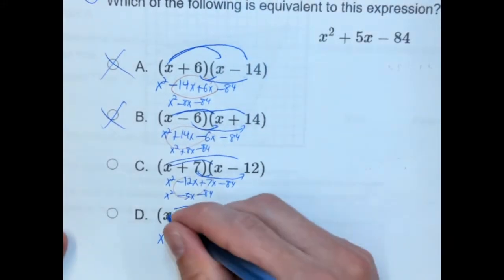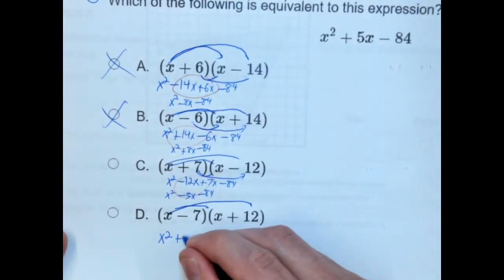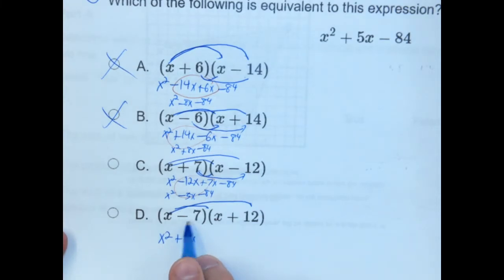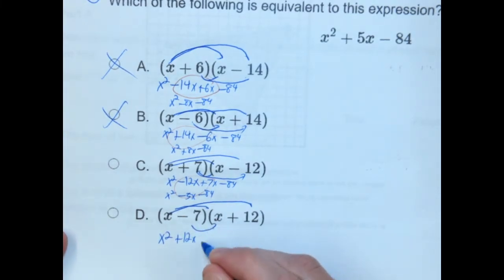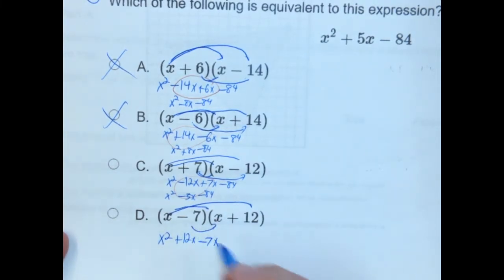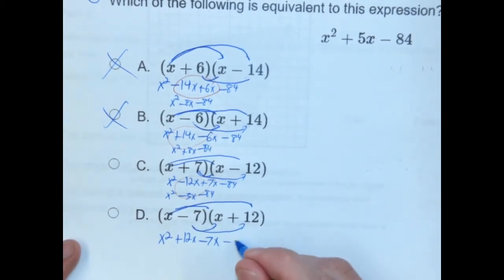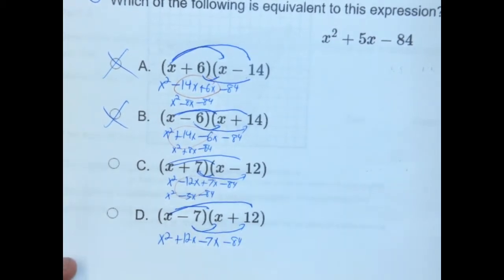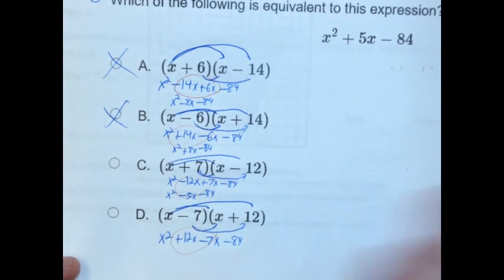Oh, let's scroll down here a little bit so you can see better. There we go. X times 12 is positive 12x. Negative 7, keep in mind that's negative 7 times x is negative 7x. And negative 7 times 12 is negative 84. Let's combine these like terms. 12x take away 7x will be 5x.